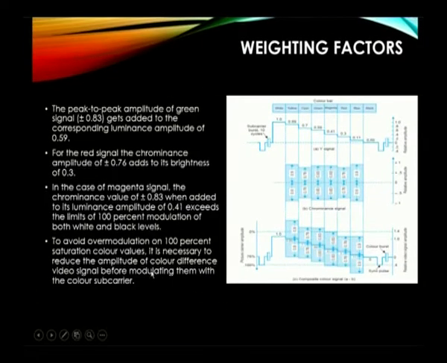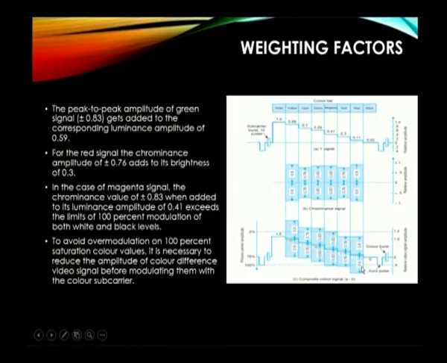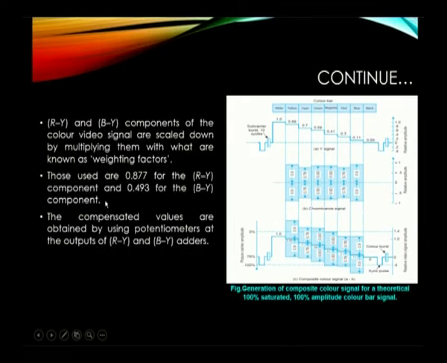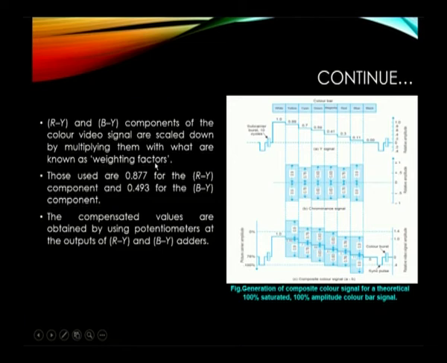The technique we are going to use for removing this overmodulation is the weighing factors. We need to add some factors so that we can remove the overmodulation. We can observe from the figure that 33% overmodulation can appear due to the excess of amplitudes in both the Y and C signals. The components that compensate for this overmodulation are the R minus Y and B minus Y components of the color video signal, which can be scaled down because they have excess or high amplitude. We need to scale them down to reduce their amplitude, so we add some factors, and these factors are called weighing factors.